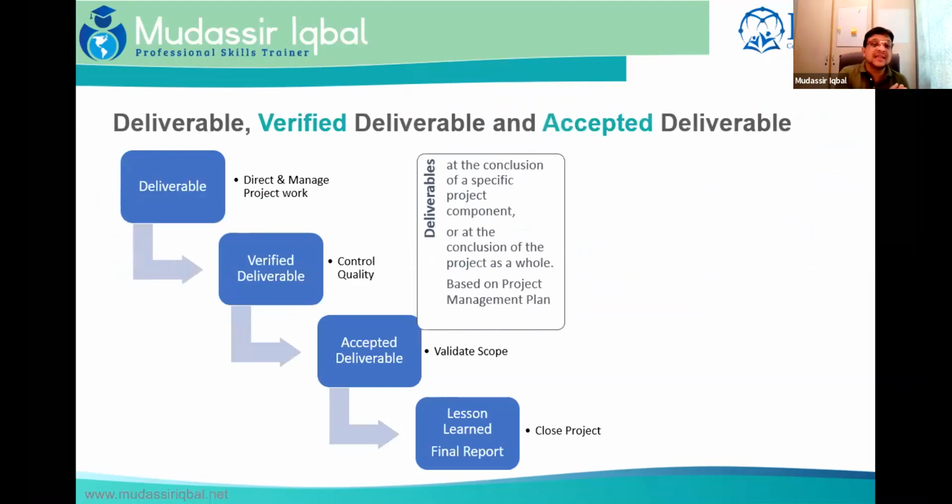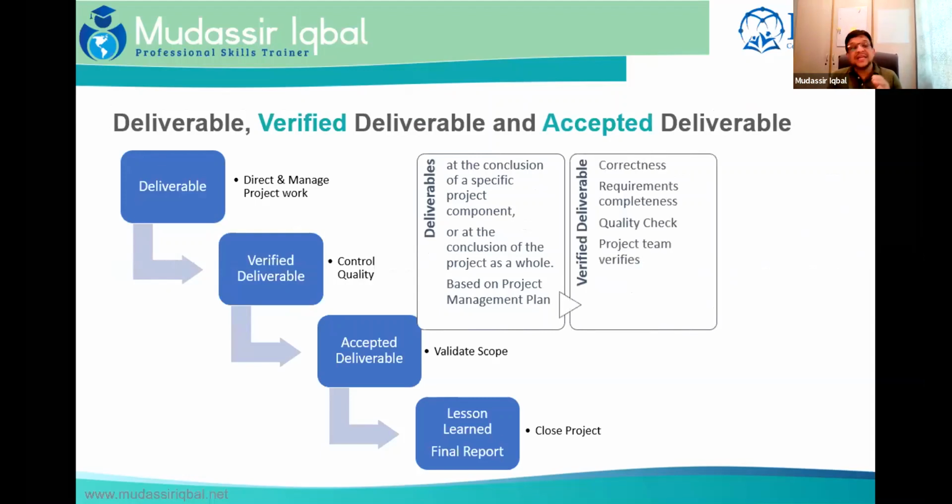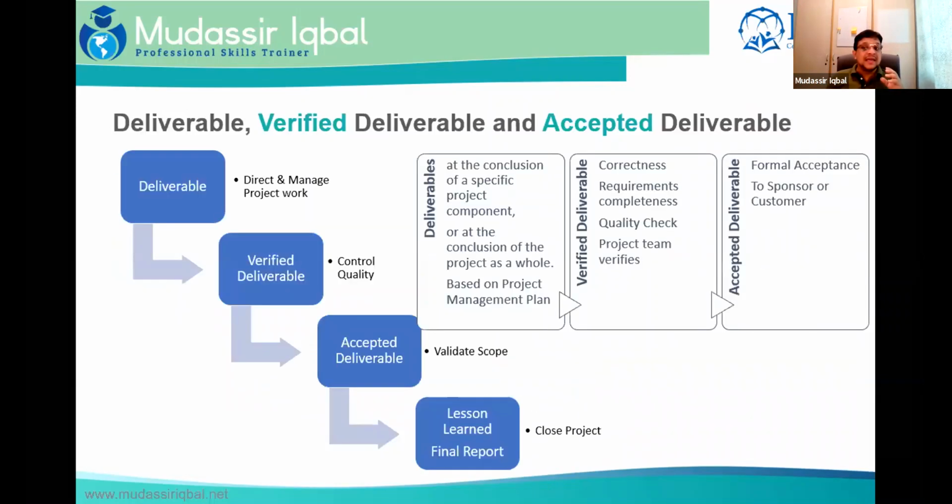Then there is another smaller thing, the life cycle or process of a deliverable. A deliverable goes through multiple stages. These two or three pieces of information are at different stages, parts of the book, so I have gathered them in one place. All the executing processes, and that is technically one, which is direct and manage project work, give you a deliverable.